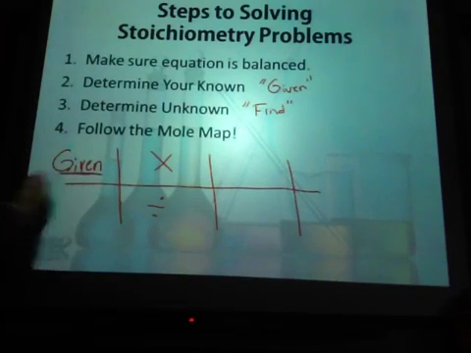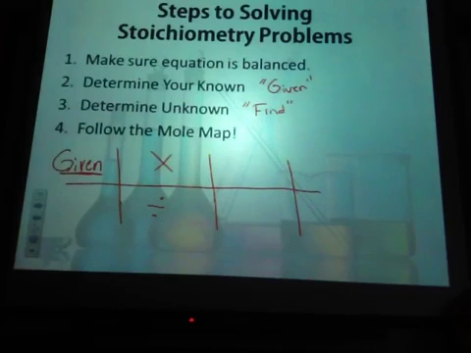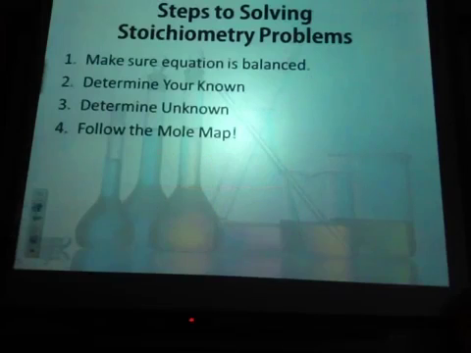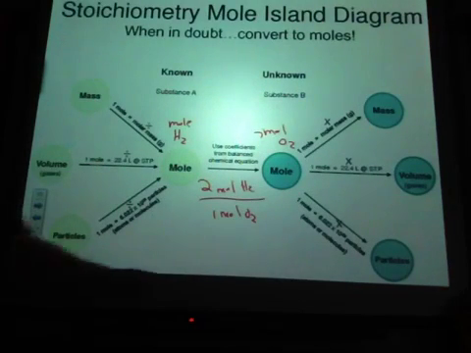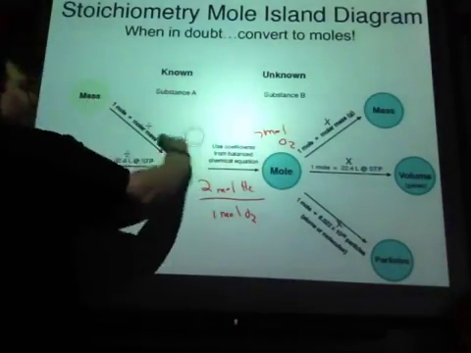So you always put what you're given in the first blank. Then set up your conversions according to the map that we follow. Okay, so let's look at the map a little bit more closely. So here's the map that you were given.